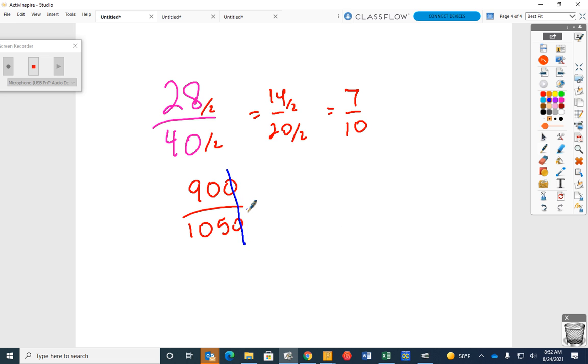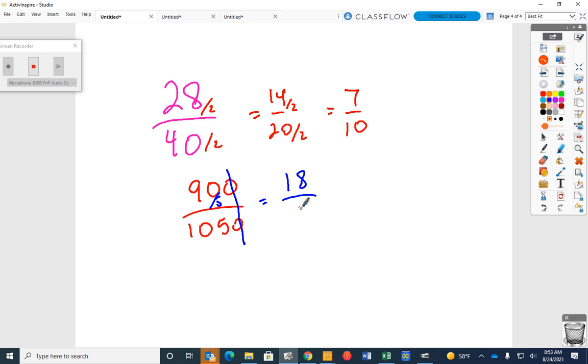Now, are these both even? No, 105 is not even. But do I know that something goes into both of them? One of them ends in a 0, one of them ends in a 5, so 5 goes into both of these. How many 5s go into 90? Abby? Rhymes with great teen. 18. Yes, good. How many 5s go into 105?